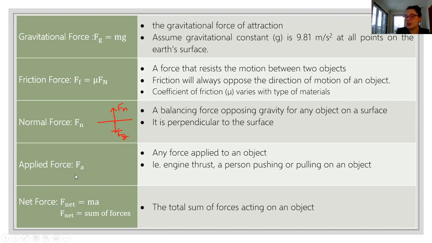Applied force, it could be anything that's a push, an engine thrust, a person pulling or pushing. Often questions will talk about an applied force being added. And the net force is just the sum of the forces on an object. You can either add all the forces up, or you can use the equation force equals mass times acceleration from Newton's second law in order to figure out what the net force is. So sometimes you'll have to use both of those equations. So knowing both of them is going to be important for you. So this is a great little chart to keep handy. We'll be referring back to the pieces in here quite often.